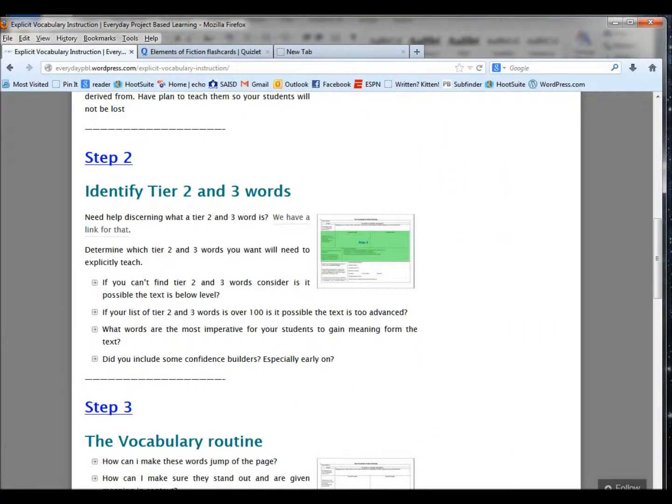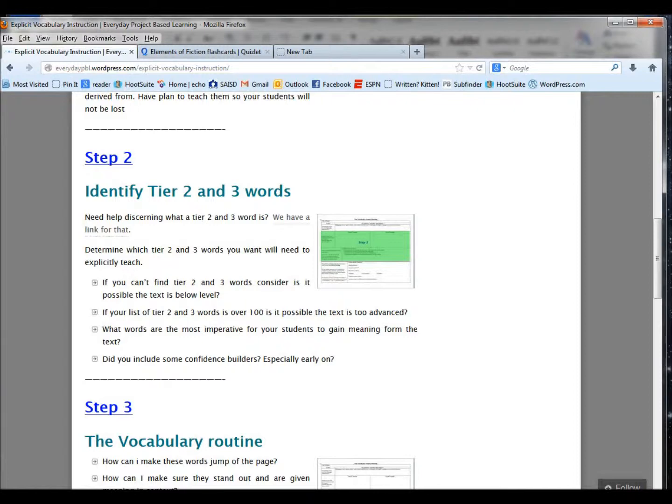Moving on to step 2 now. Now we have to identify the tier 2 and 3 words. If you have not gone through the explicit vocabulary training, there's a really good link right here that can help you understand the difference between tier 1, tier 2, and tier 3 words. So, determine which tier 2 and 3 words you want and will need to explicitly teach.